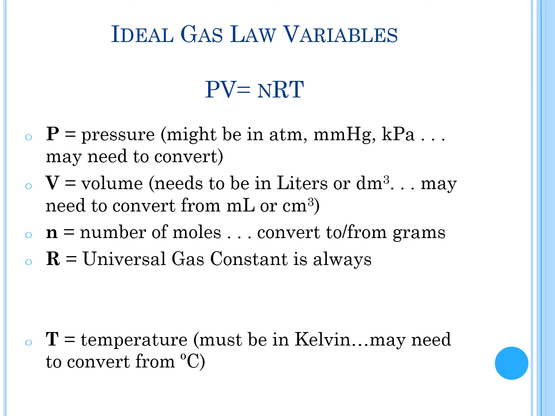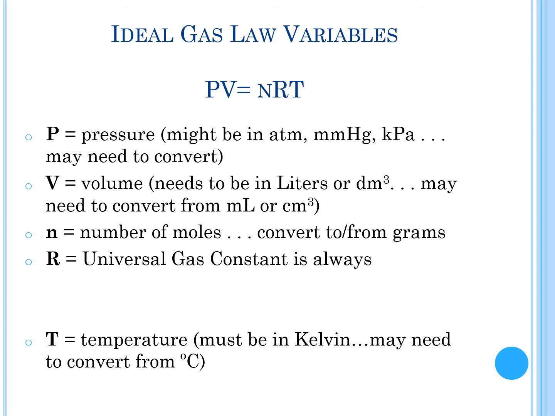So as a refresher, our ideal gas law is PV equals nRT. P is our pressure, and it can be in any of those pressure units that we've talked about in the past: atmospheres, millimeters of mercury, kilopascals. You just need to make sure that it's the same pressure unit as you use in your R value later. V is volume. It needs to be in liters. N is number of moles. You may have to convert to or from grams in a final problem.